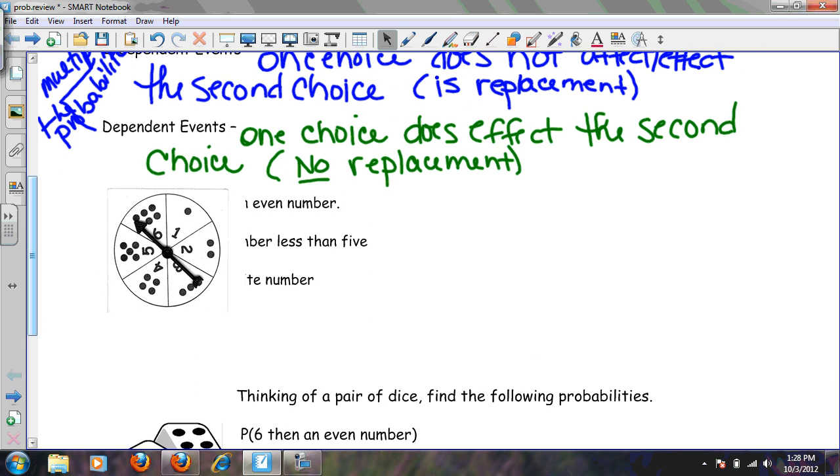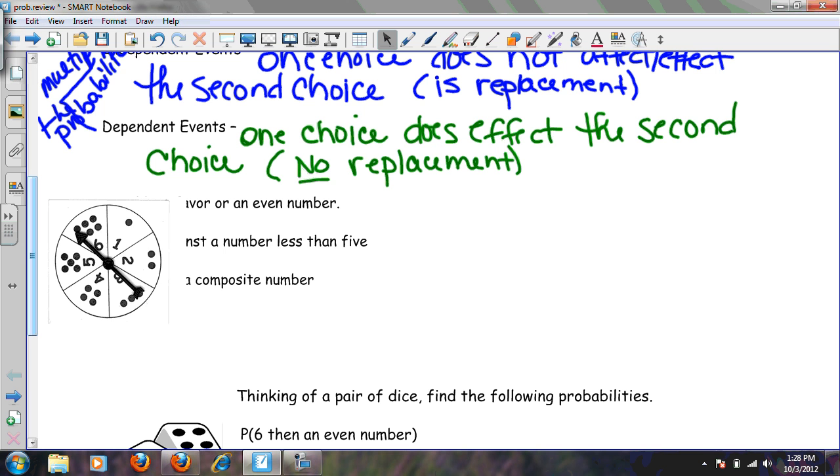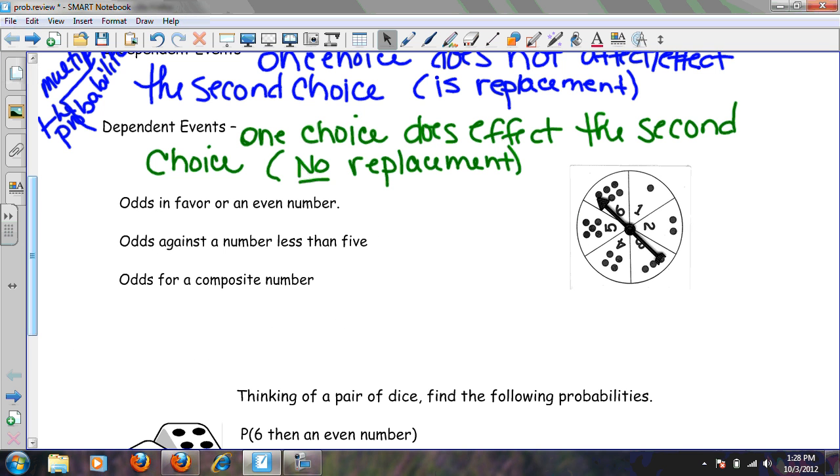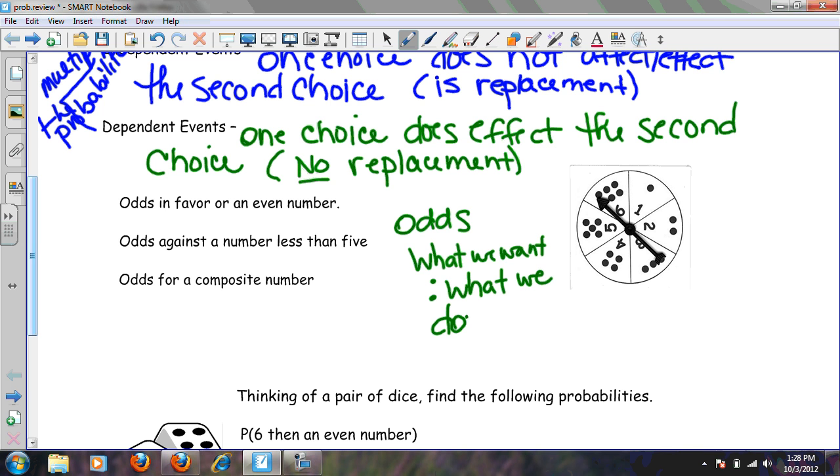Let's look at some examples here. My spinner got moved. Move him back over here. We're going to talk about odds before we go into a probability review. Remember, the odds, what we want compared to what we don't want.